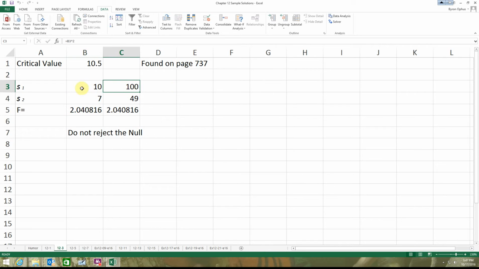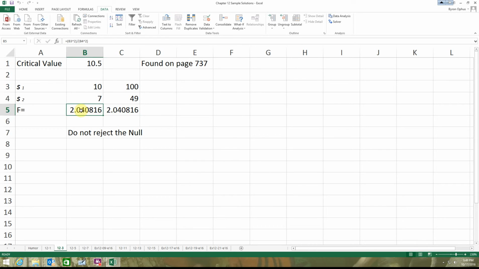The one is I squared the standard deviation. So this standard deviation 10 squared gives me a variance of 100, and 7 squared gives me a variance of 49, and then I can simply divide 49 by 100. As you might expect, I would get a little over 2, okay? And that's less than 10.5, and so I do not reject the null. I'd have to be greater than 10.5 in order to reject the null, okay?